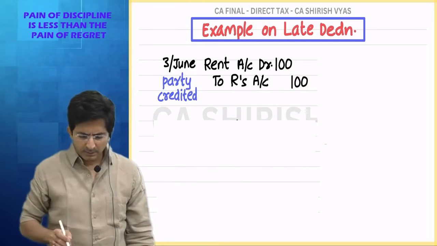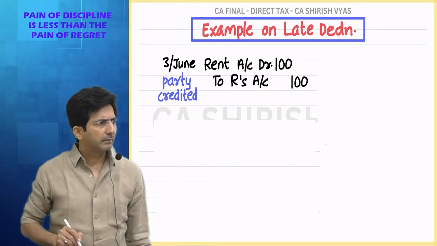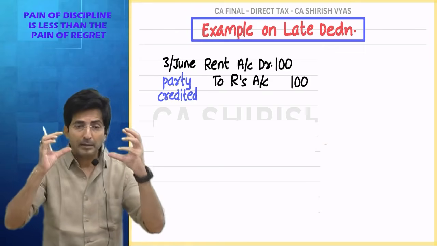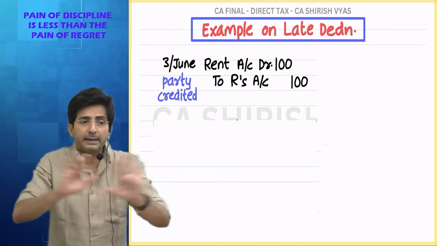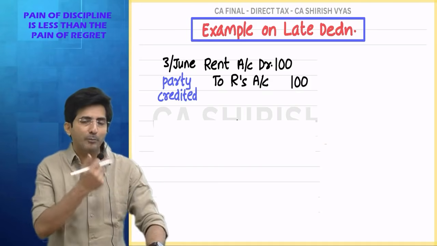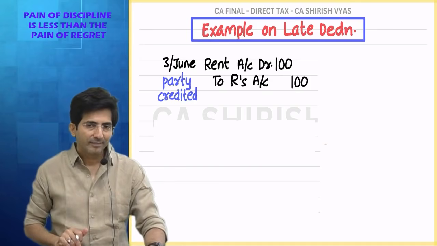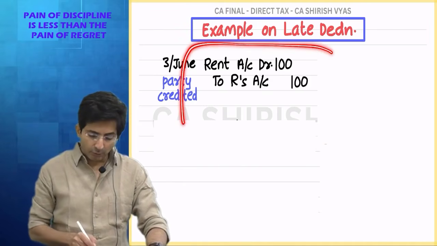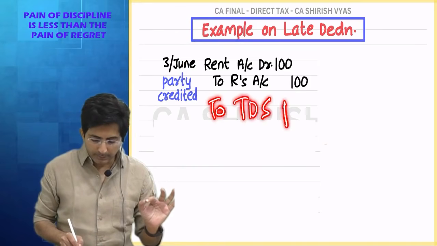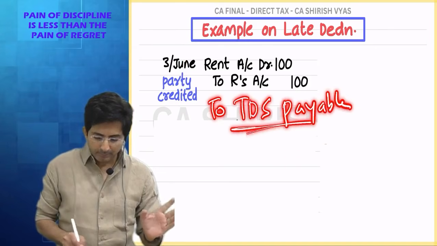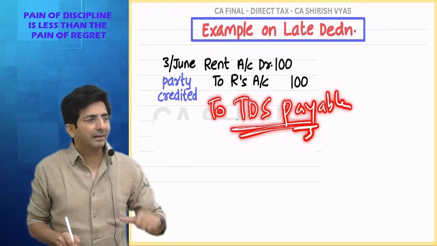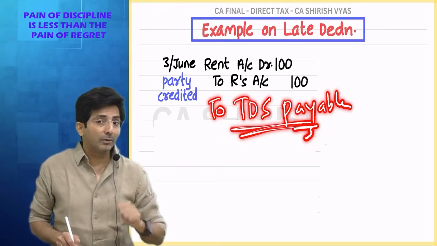How was my entry? Rent account debit to Mr. R. This is a sign of TDS not deducted. See, not creating the liability of TDS is a sign of not deducting TDS. Agreed? Now, how will government come to know about this mistake of mine? See, what mistake did I do? I have not written to TDS payable in the journal entry, na? But my journal entry is in my books. My books are in my custody. How will government come to know?